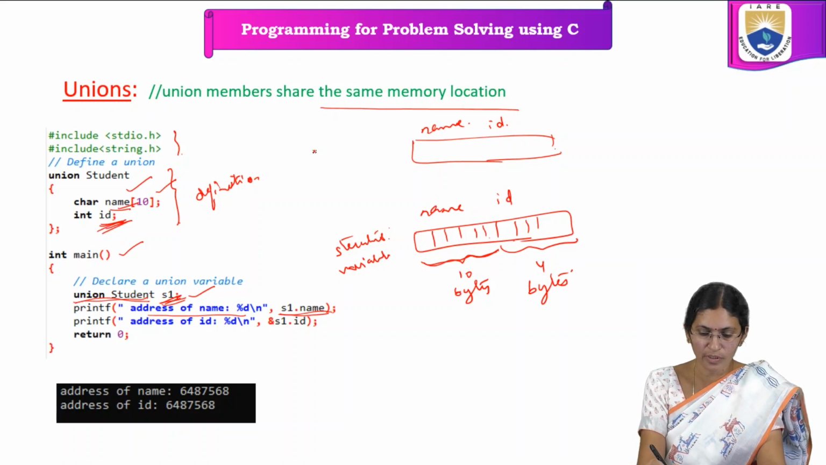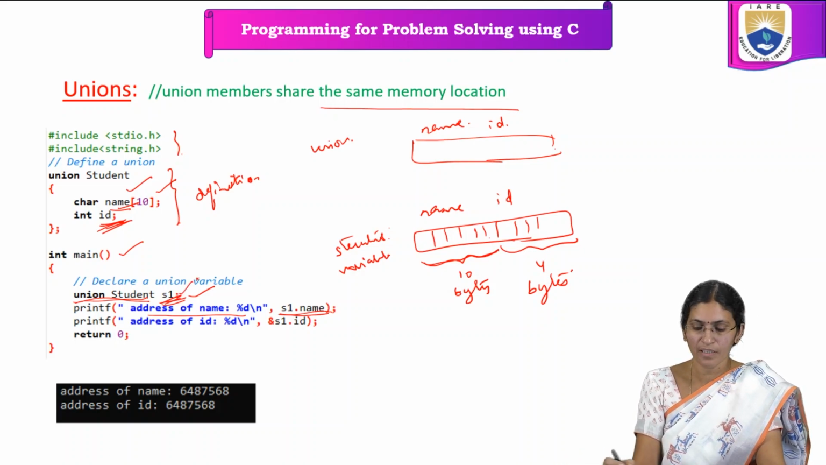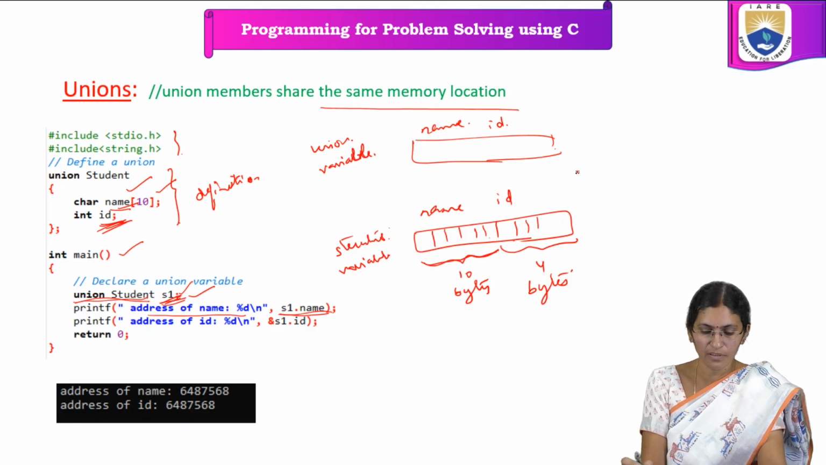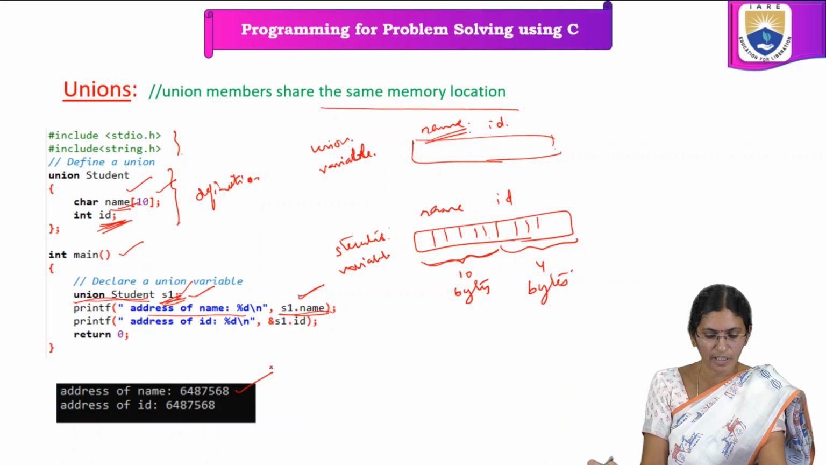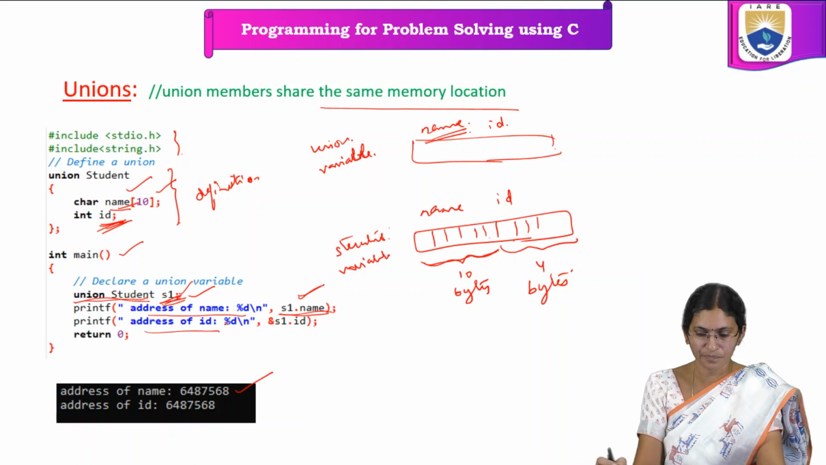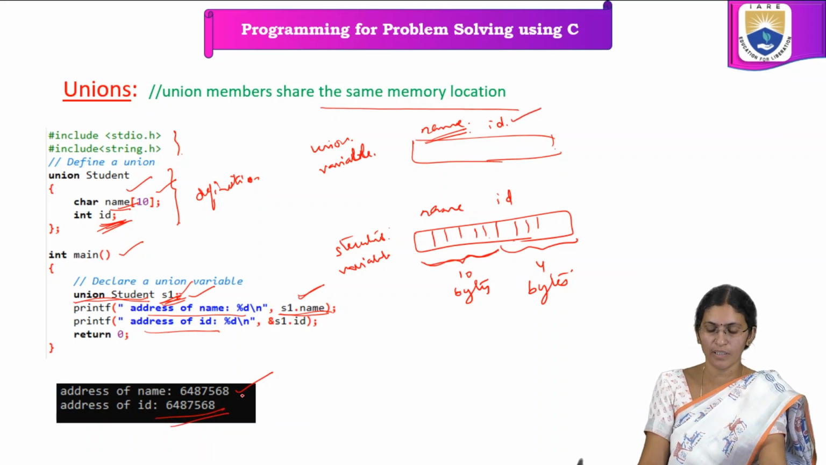But in case of a union variable, if S1 is a union variable, we can print the address. If we print the starting address of this union variable, you can see that s1.name, its address is 6487568. Whereas if we print the address of ID, this member, it is also showing the same memory location.